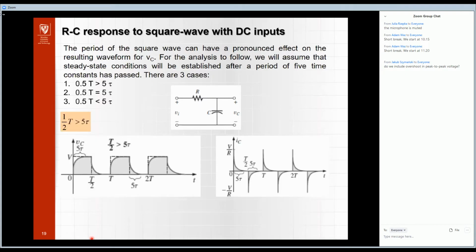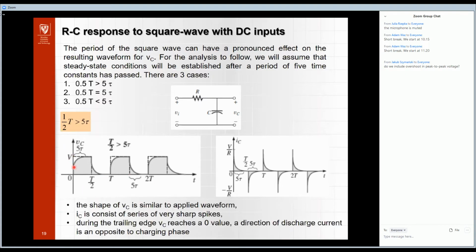Okay, and firstly we have the first case, when half of the period is more than 5 tau, and so we can observe that the shape of the output voltage is similar to the applied voltage, and the current consists of a series of very sharp spikes. So the current flows only when we change the amplitude of the input signal, and during the trailing edge VC reaches a zero value.